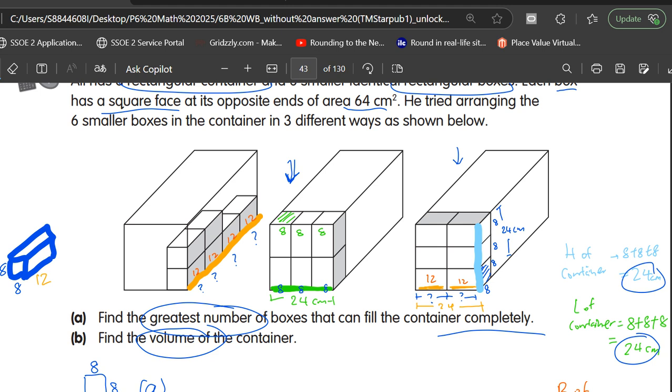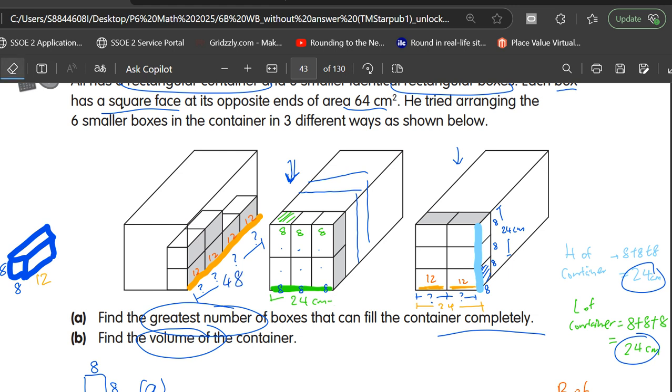So my question is, I have 1, 2, 3, 4, 5, 6. These 6 boxes form a layer in front. How many layers can I form behind? This is the first layer. It's 6 boxes. What is the length of the orange line? Look at how the boxes are stacked up. It's 48.